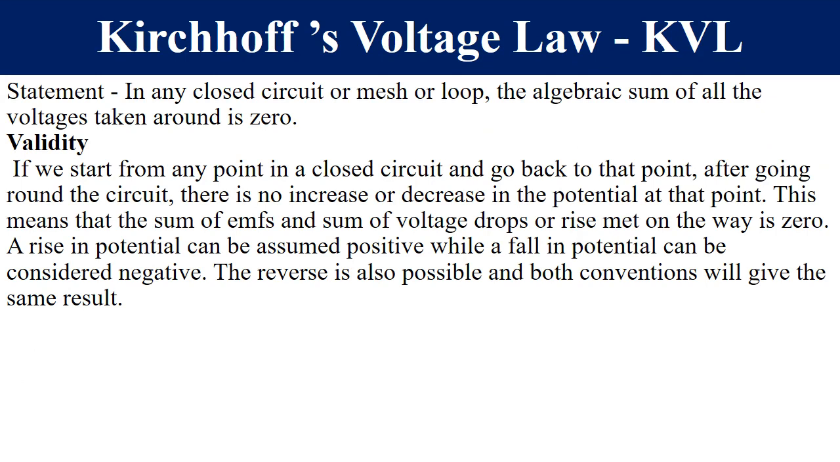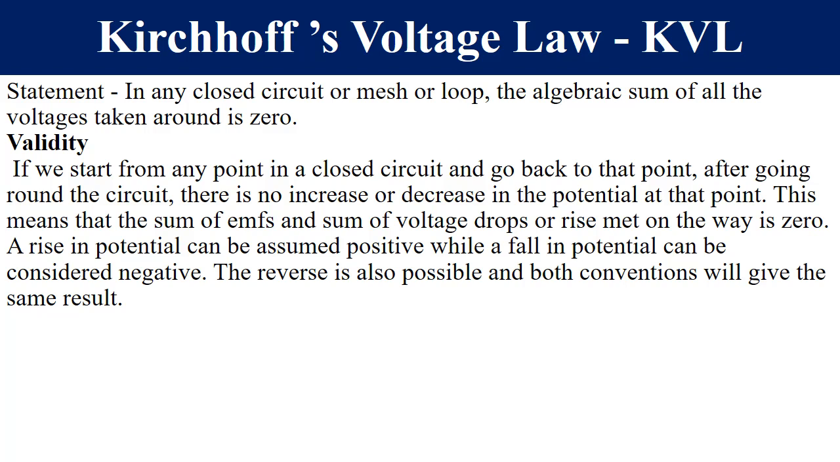Now, the second law, also known as Kirchhoff's voltage law, guys must be able to state, and you can use the following statement. You can say, in any closed circuit or mesh or loop, the algebraic sum of all the voltages taken around is 0. Let's look at the validity of that statement. We are saying if we start from any point in a closed circuit and go right round and back to that point, there is no increase or decrease in the potential at that point. That is, the algebraic sum of all the voltages at that point is equal to 0.